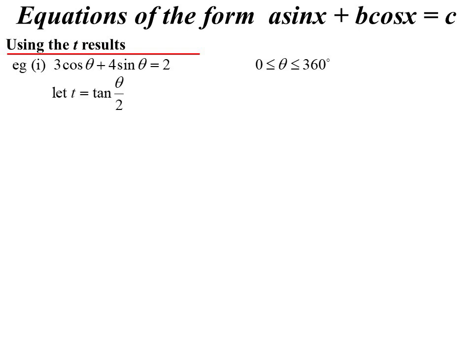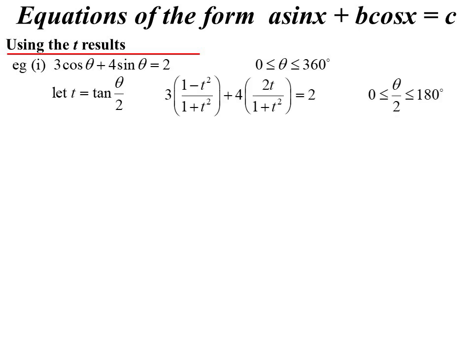So my t result for cos theta is 1 minus t squared on 1 plus t squared, and sin theta is 2t on 1 plus t squared. See, the nice thing about using t results is the denominator is the same for both cosine and sine. So I can multiply out by the denominator and I end up with a quadratic equation. And we know how to solve quadratics. There we go, 5t squared minus 8t minus 1. But notice what I've done over here.